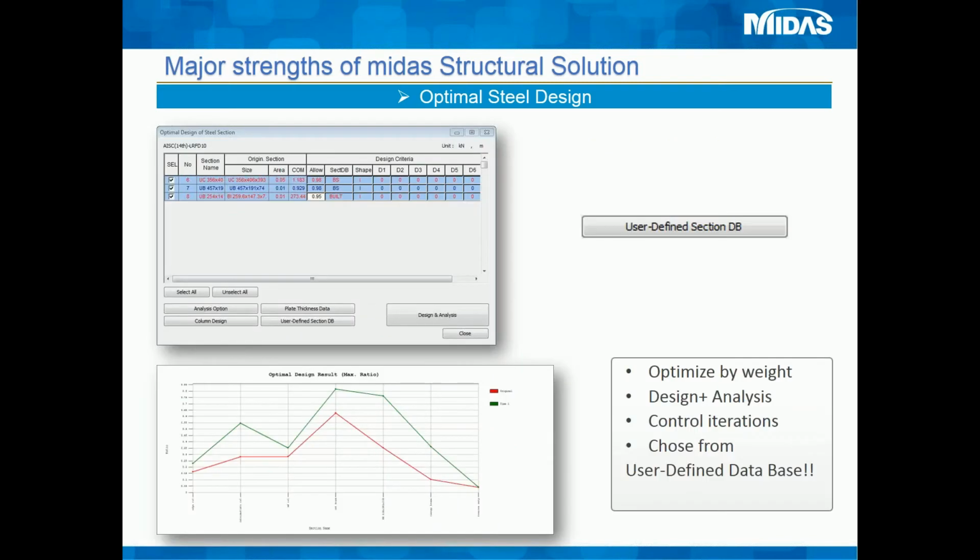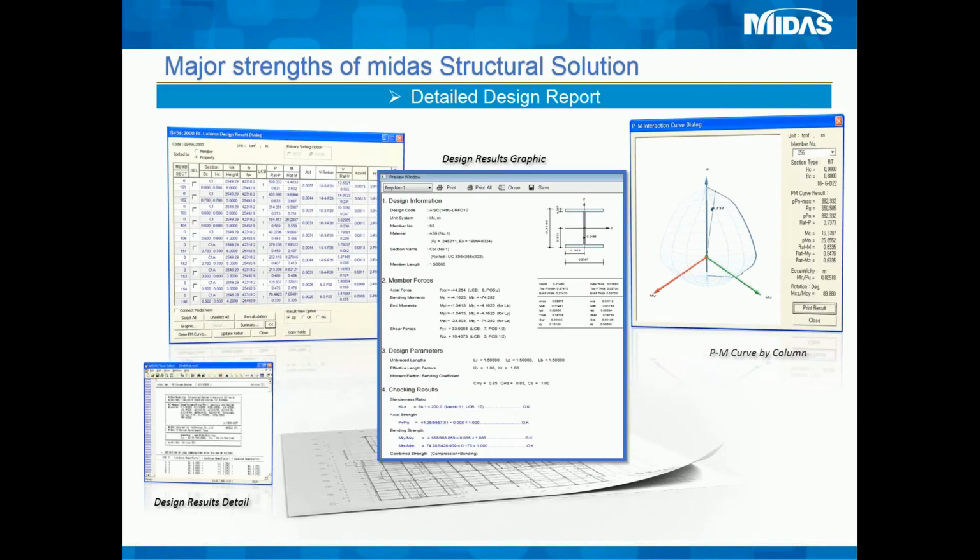In the optimization of sections, MIDAS Gen has the advantage of using sections defined by the user. As a result, the program provides various graphs as shown over here. After design, the program provides a graphical summary of the design result as shown over here.